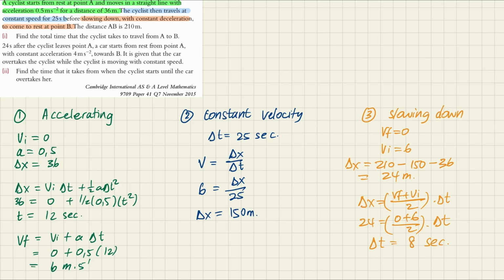So the total time that the cyclist is going to have traveled for is going to equal the time for the green section, which is 12 seconds, plus the time for the blue section, which is 25 seconds, plus the time for the orange section, which is 8. And that gives us a total time of 45 seconds.